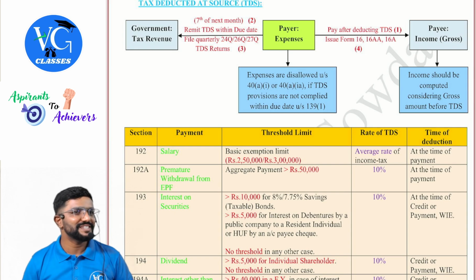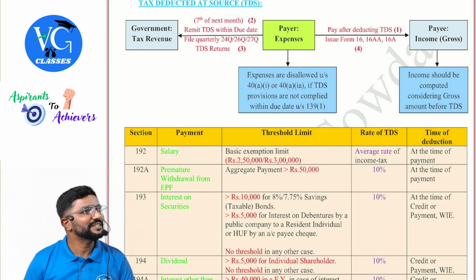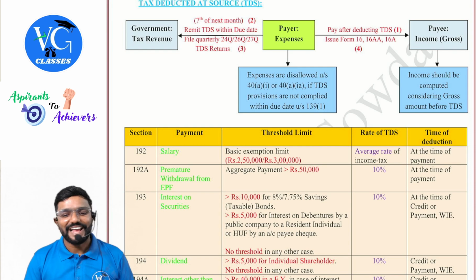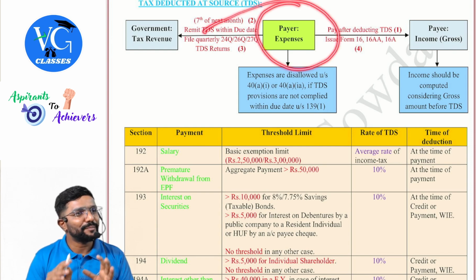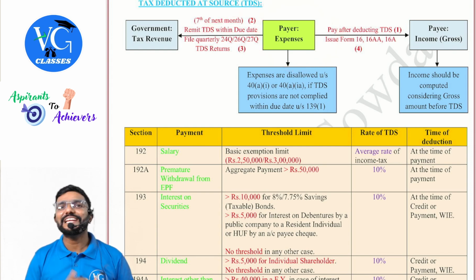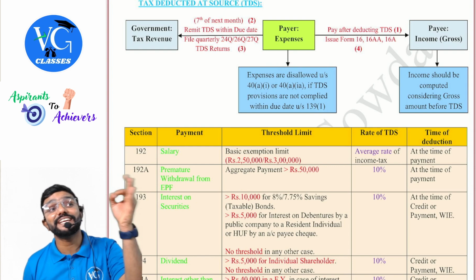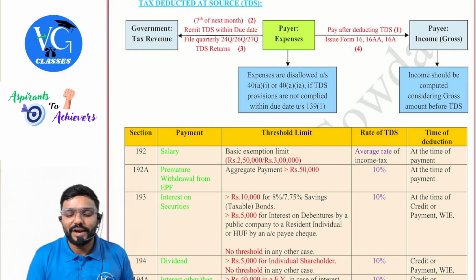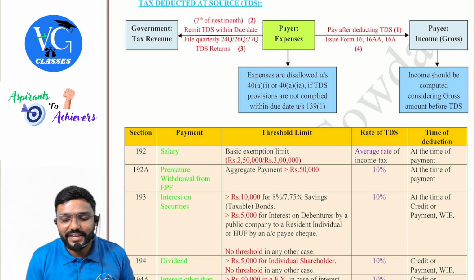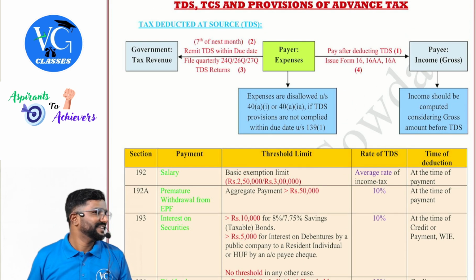It is none of his business actually. But as income tax provisions are applicable to the payer, if he violates it, he will be treated as assessee in default. And whatever he has paid to the payee, he cannot claim it as an expenditure.